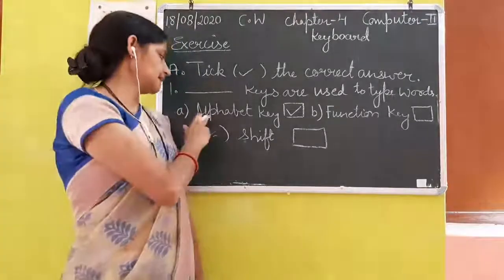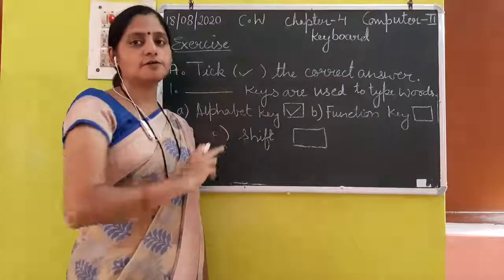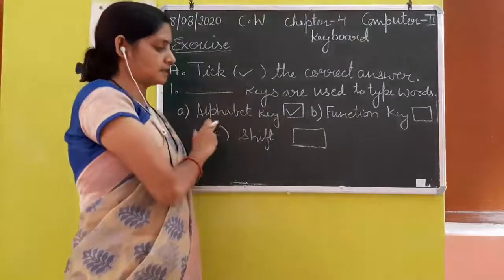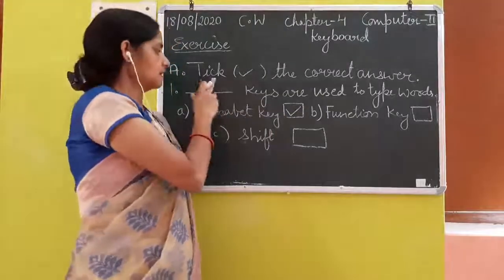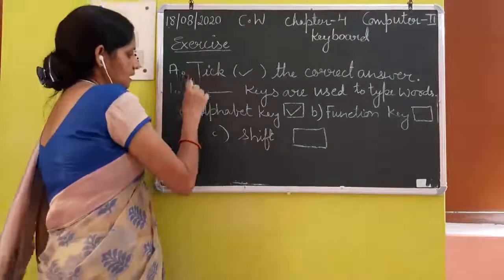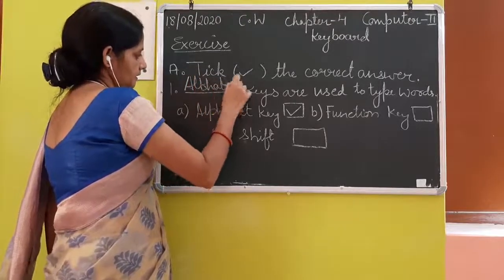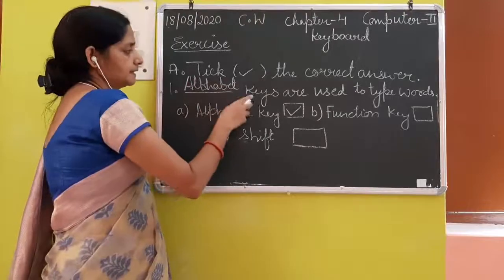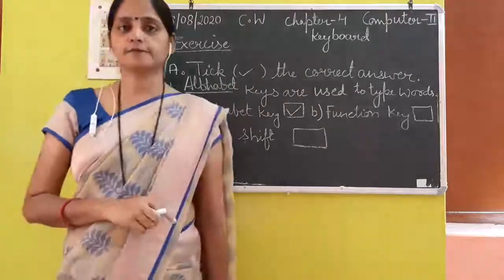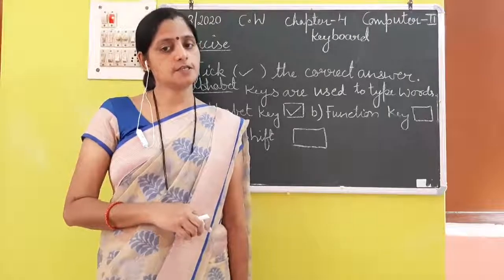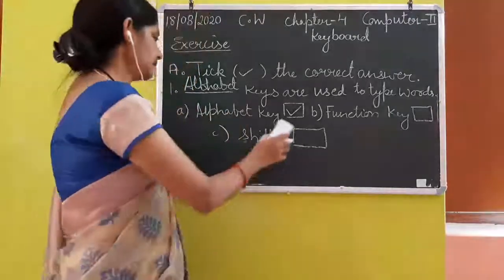So here we will write alphabet, and we will tick the box in front of alphabet key. So here you will write also alphabet key. So the answer is alphabet keys. Alphabet keys are used for typing words. So our answer is alphabet keys.